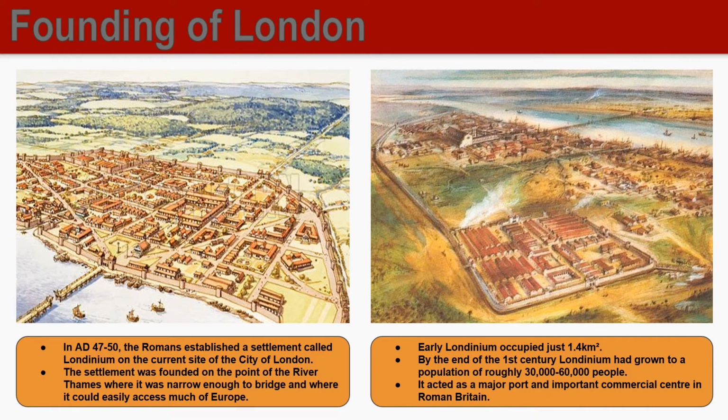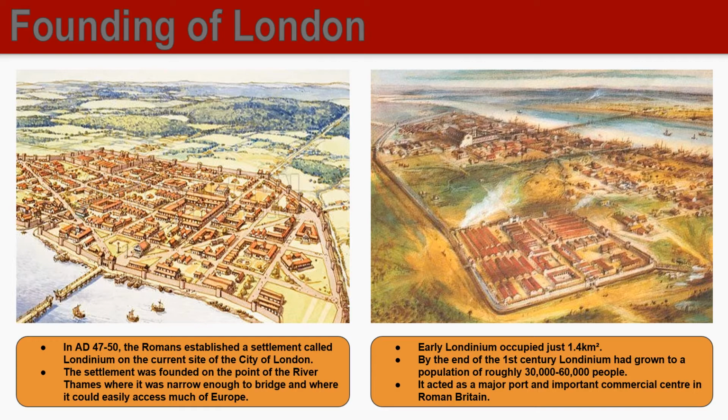London, then called Londinium, was established on the current site of the city of London by the Romans around roughly AD 47 to 50. Early Londinium occupied an area of just 1.4 kilometres squared and was situated on the River Thames, where it was narrow enough for the construction of a Roman bridge but still deep enough to ensure ease of access for ships to support trade and commerce with the rest of Europe.